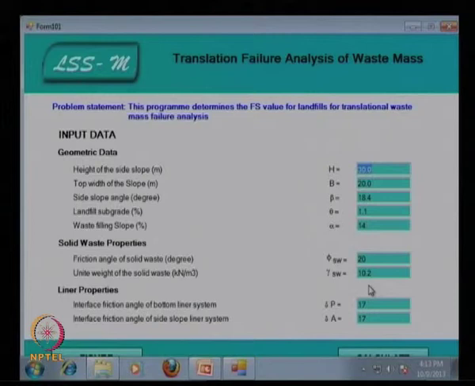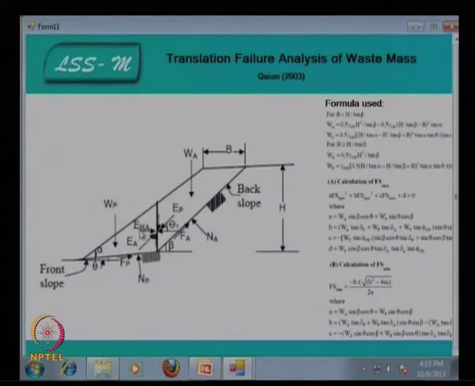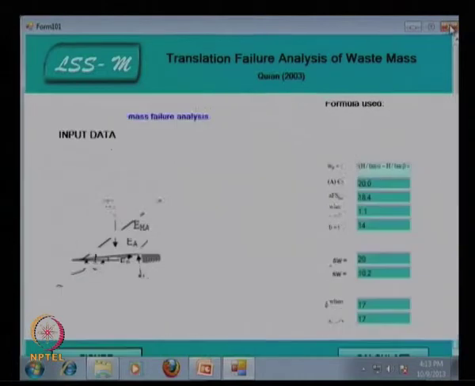In the landfill, you can see that after the waste material is dumped and landfilled, there is a failure of the waste mass itself, and also a translation failure of the waste mass. This is the waste mass, how it fell. So, if the waste mass failed, it is also necessary to design for this properly.